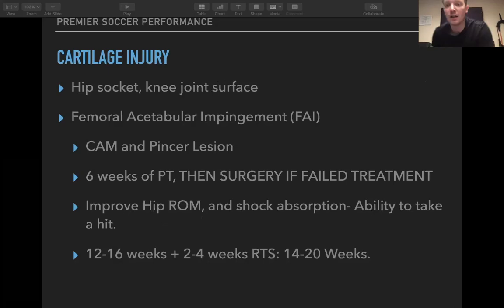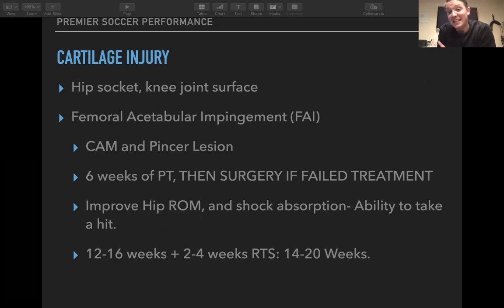Cartilage injuries. These are injuries that happen at the joint level. Okay. Cartilage is usually the lining of surfaces of the joints. So the most common places for you to have injuries here are at your hip socket and your knee joint surface. Okay. A common injury that soccer players will get is something called femoral acetabular impingement, or FAI.